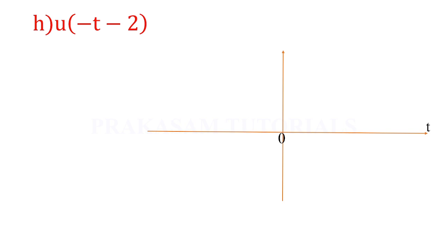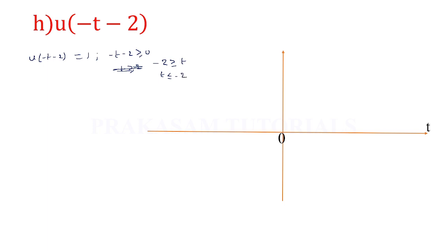Next, u of minus t minus 2. So in a similar manner, using the definition of the unit step signal, u of minus t minus 2 is equal to 1 for minus t minus 2 greater than or equal to 0. This minus t is going to the RHS side. We have minus 2 greater than or equal to t. So t less than or equal to minus 2.